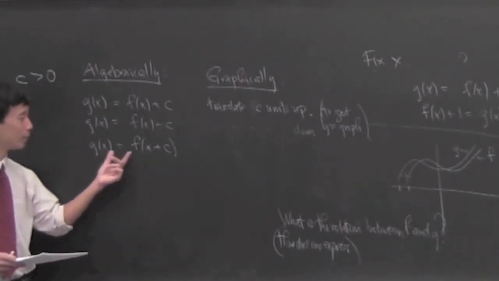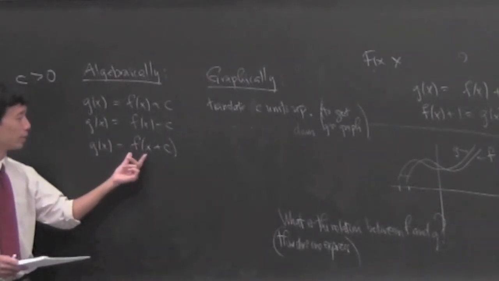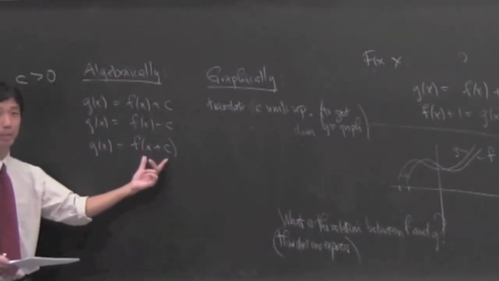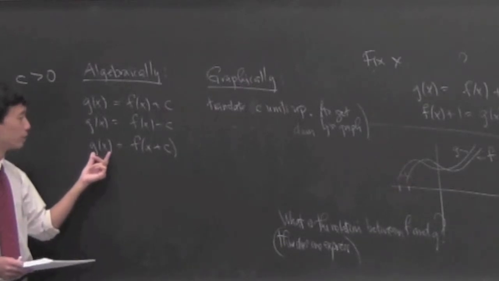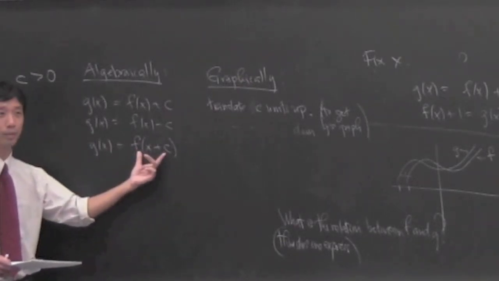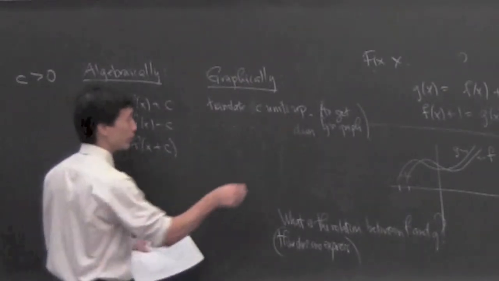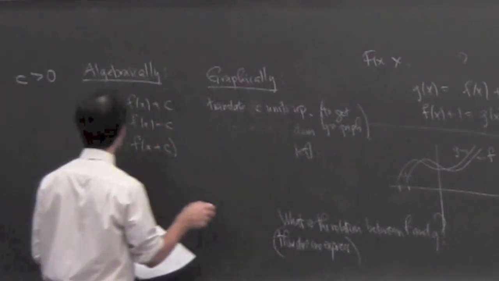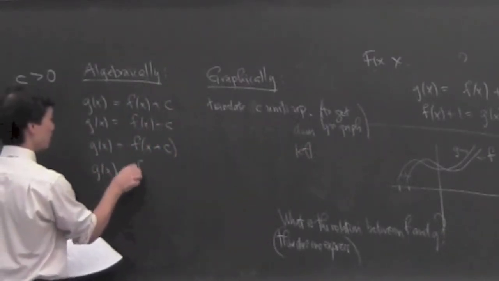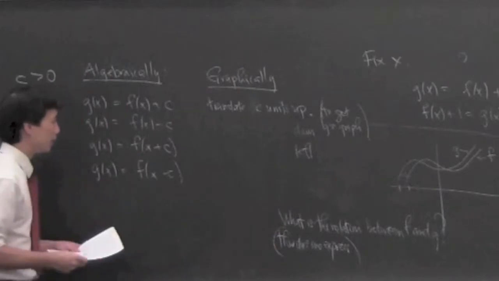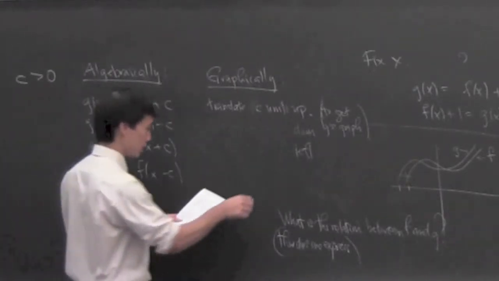Left, right? Because g is doing things ahead of time. G is doing things before f does it. So we translate left. If it's g of x minus c, well then it's doing things later, so we translate to the right.